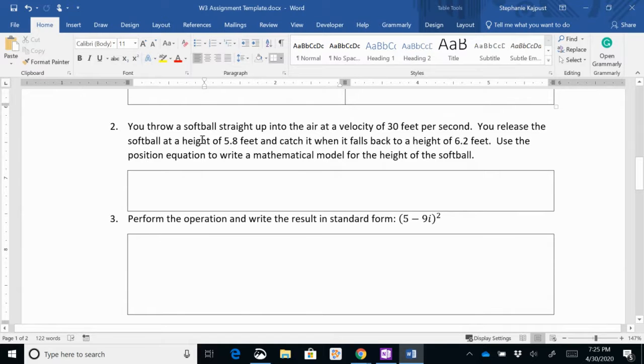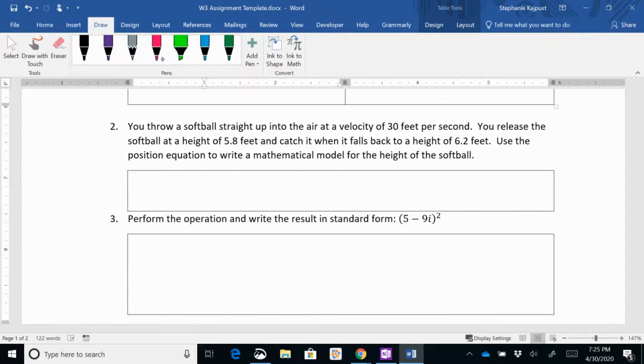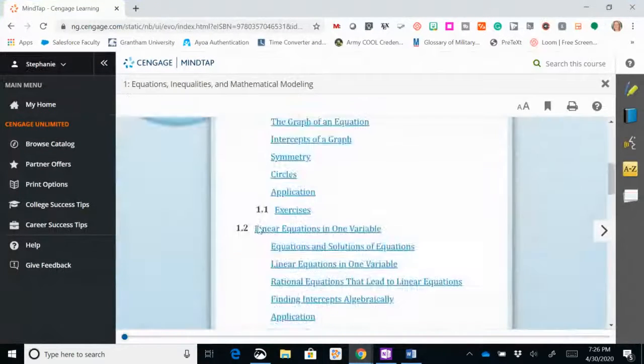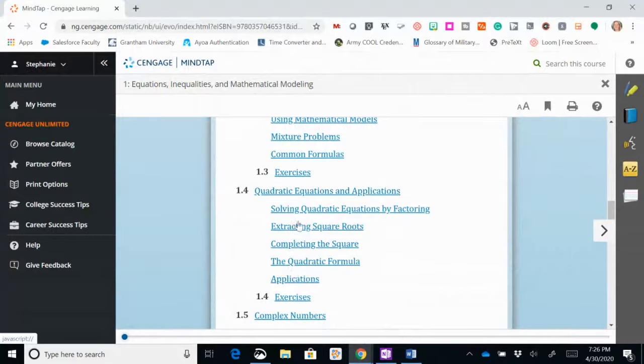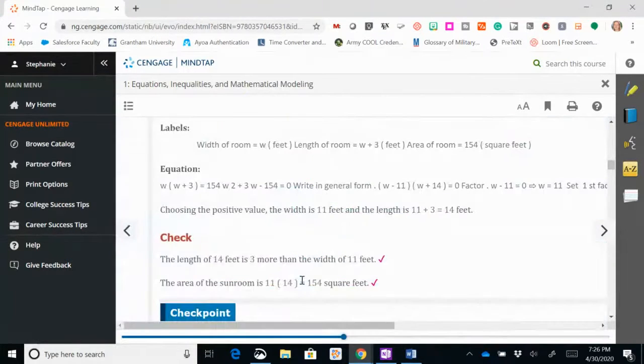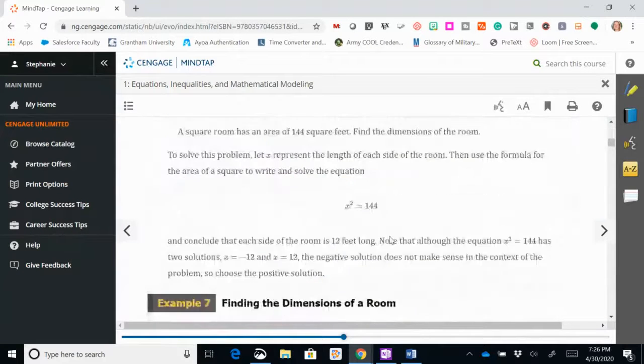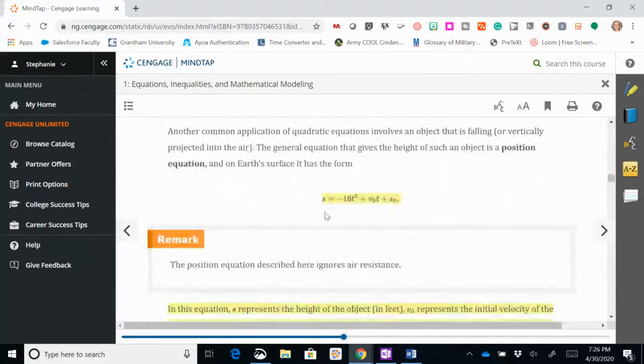So we've got the position equation here. I'm going to just highlight this. This is something that is given in the textbook. Let me bring the textbook over. I think this is in 1.4 where it talked about the applications of the quadratic equation. So I'm going to go to applications. I'm going to scroll here. I have it highlighted in my book. This is the position equation, and it ignores air resistance.